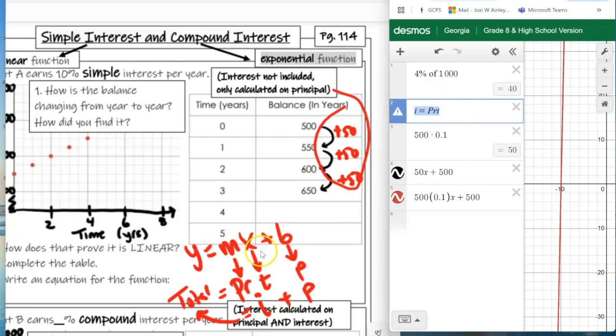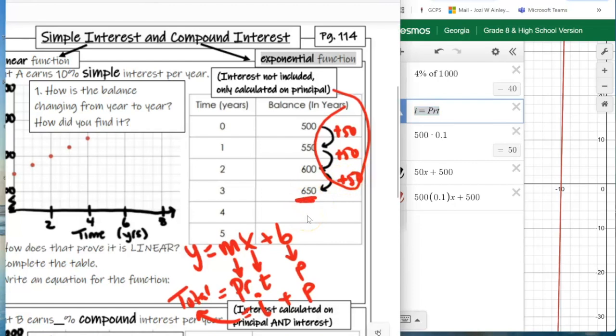So PRT stands for mx, the slope times the amount of time that has passed. If you want to find the total, that will give you the interest, the amount of interest you earned. So for example, if 3 years have passed, 3 times 50 would give me 150. You earned $150, which makes sense because if I'm at 650 and I started with 500, that difference is $150.